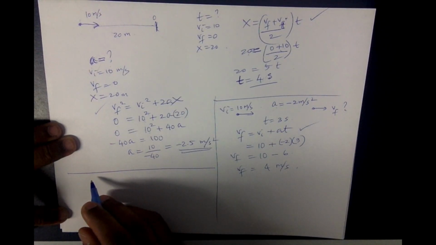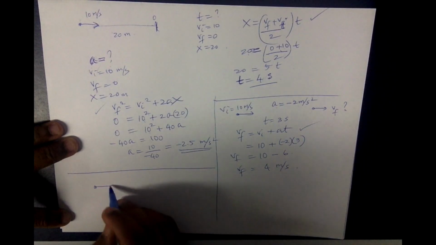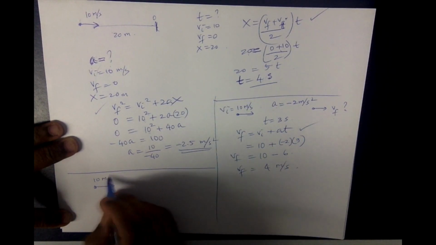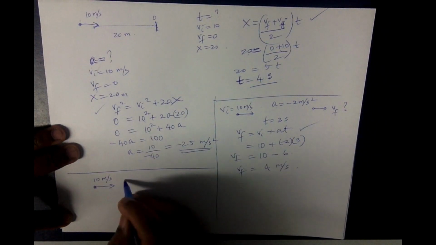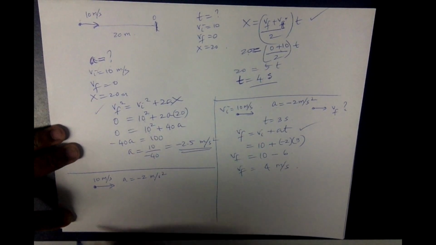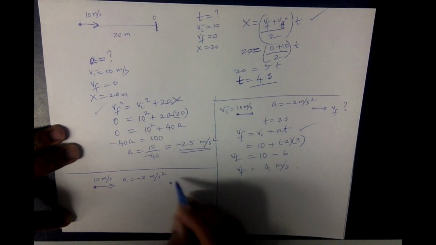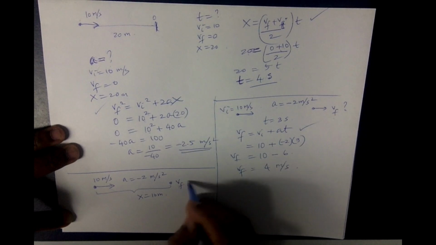And to show you how the other equations can be applied, let's say again, I'm taking the same example. The bus is going at 10 meters per second. It is accelerating at minus 2 meters per second squared. How fast is it going after it has moved a displacement of 10 meters? So what is the final velocity?